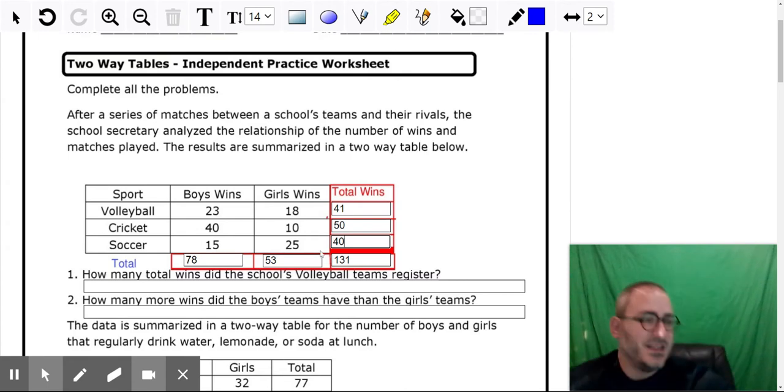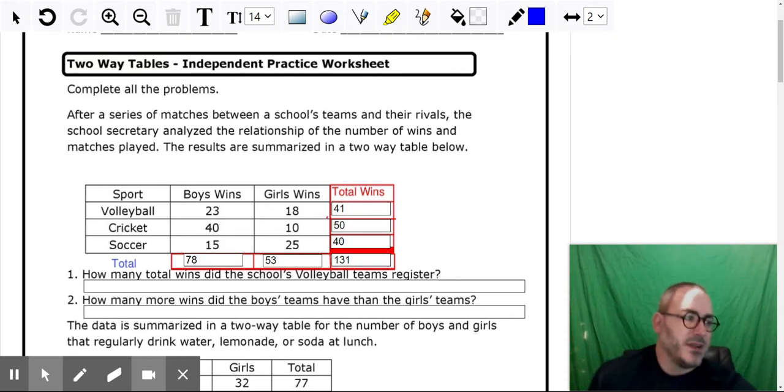Now, if I did everything right, then 41 plus 50 plus 40 should equal 131. So that's a way to check my work. It should work both ways, on the column and on the row. There we go, 131. See how when I add these three up, it's 131, which is the same as when I add these two up. So that checks my work. That tells me I did everything right, and now I can start answering some of these questions.